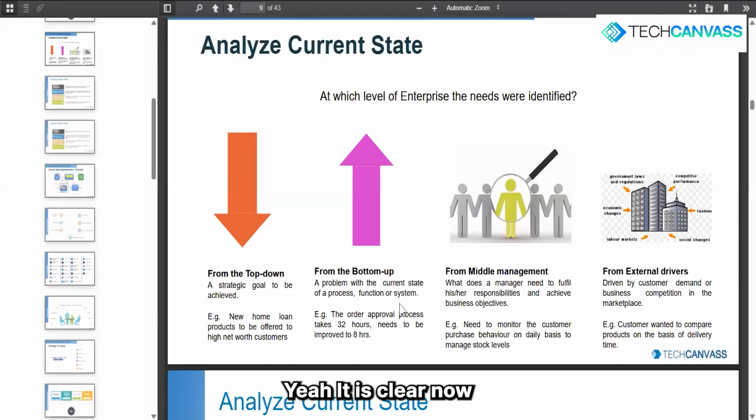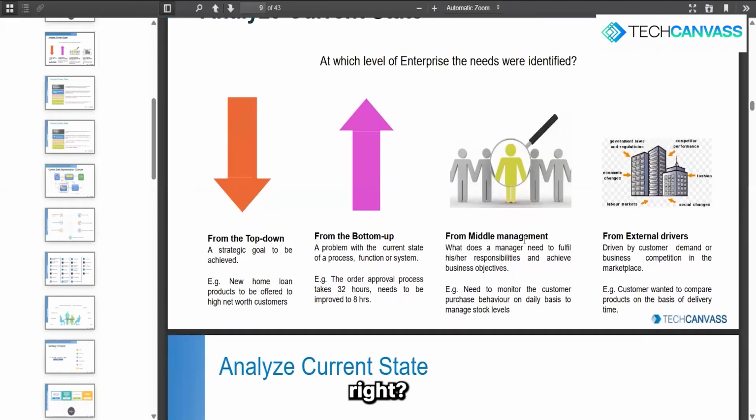Yeah. It is clear now. Yep. Okay. Thank you. Middle management is fine, right? That you understand. Yes. Okay.